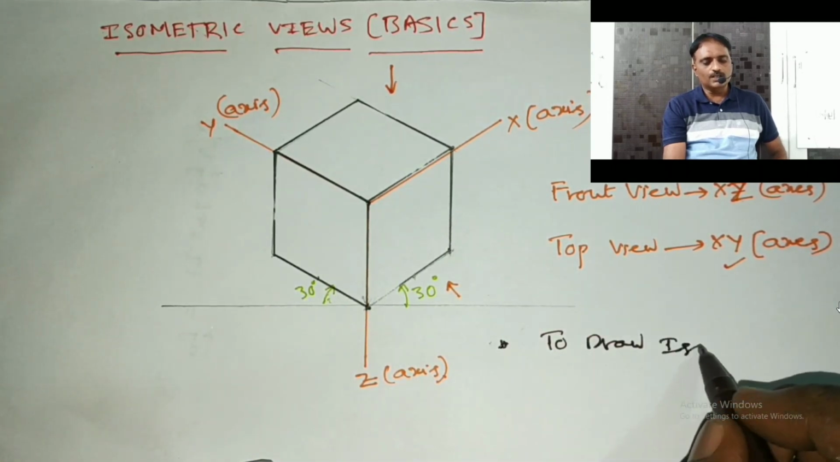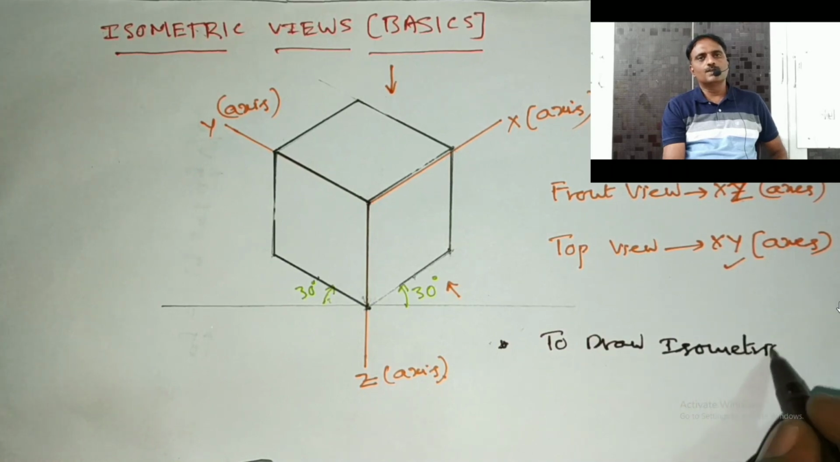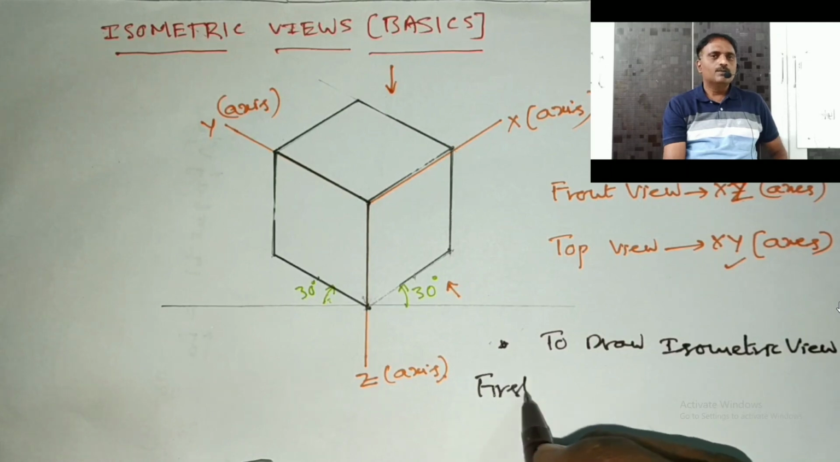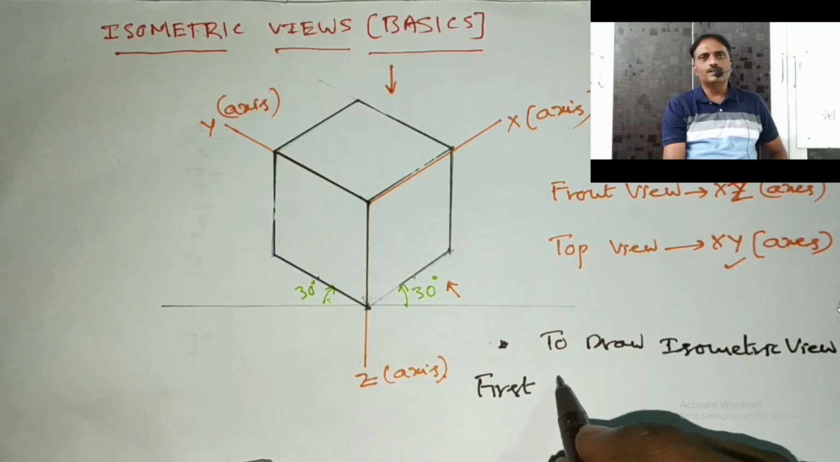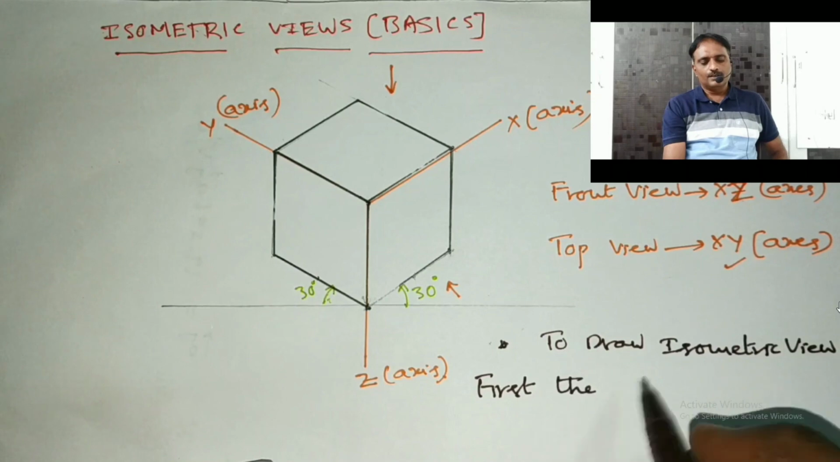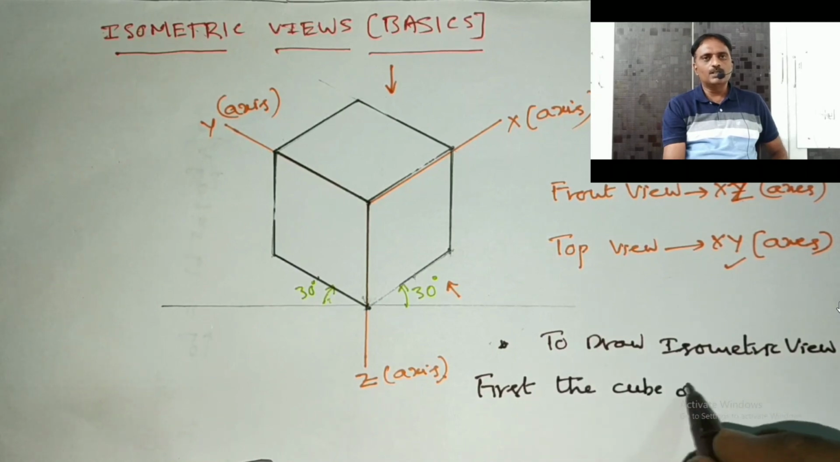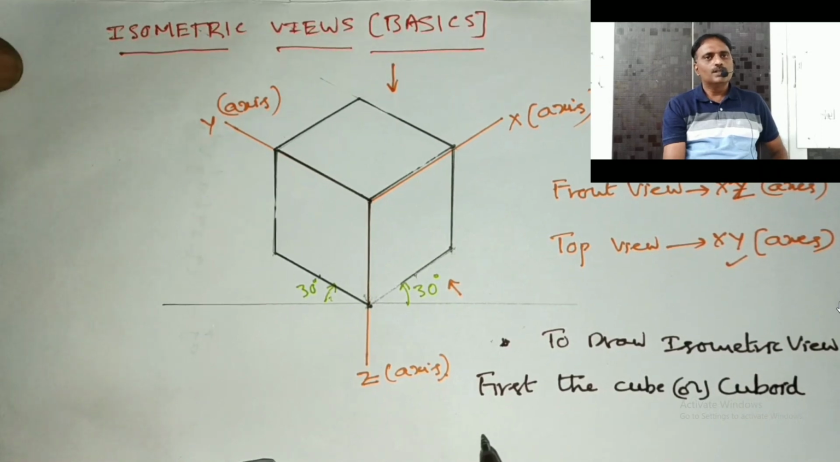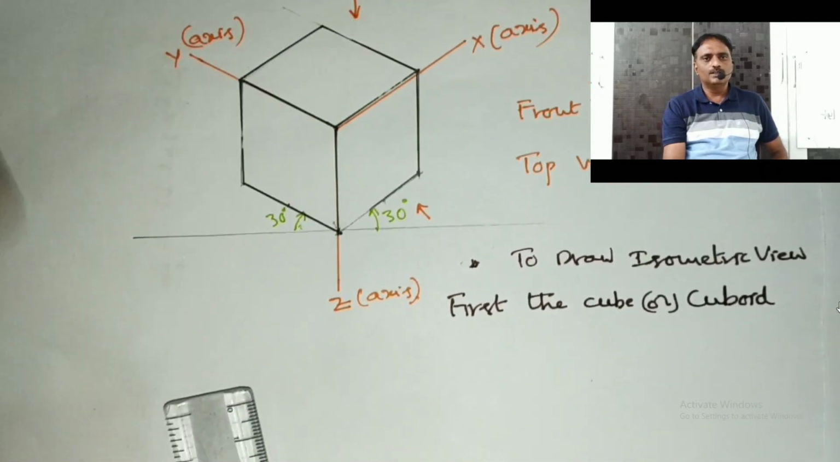In order to draw the isometric view of an object, first we have to construct the cube or cuboid with the given lengths of the x, y and z axes. These lengths will be obtained from the respective front view and the top view, and sometimes the side view also will be given for us.